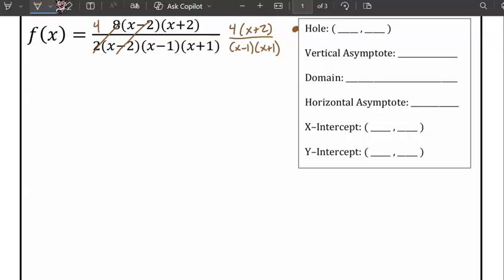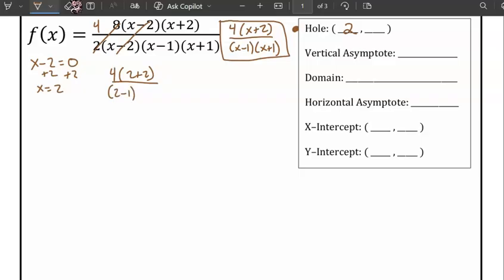Set what we canceled out equal to 0. x equals 2. That's the x coordinate of the hole. To find the y coordinate, plug in 2 into your simplified rational expression. 4 times 2 plus 2 over (2 minus 1) times (2 plus 1). 4 times 4 over 1 times 3. That gives you 16 over 3. The y-coordinate of this hole is a fraction, 16 over 3.